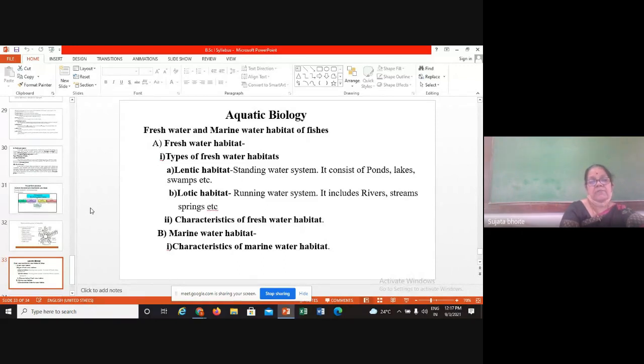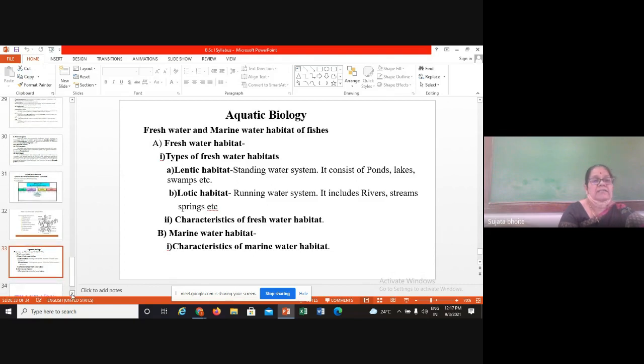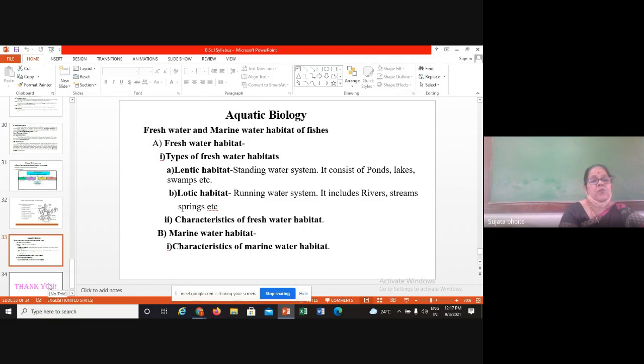Generally for BFSc students it is not in detail, but only what is the meaning of the freshwater habitat, types of the freshwater habitat, characteristic features of the freshwater habitat, what is the meaning of the marine water habitat, characteristic features of the marine water habitat and their fishes. So this is the aquatic biology. Next, thank you.